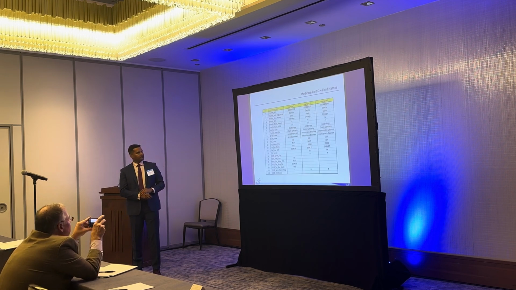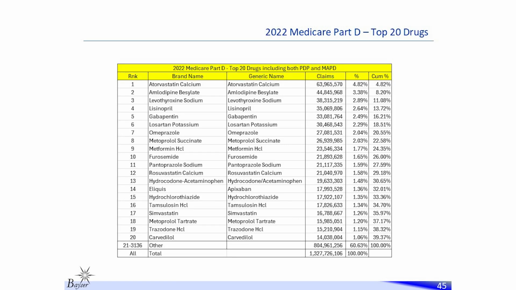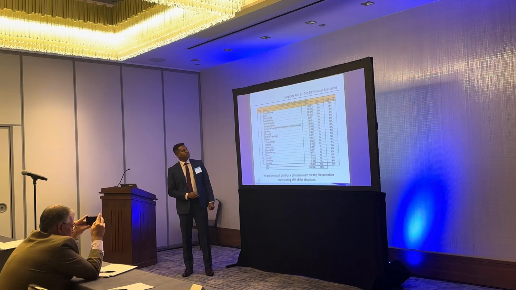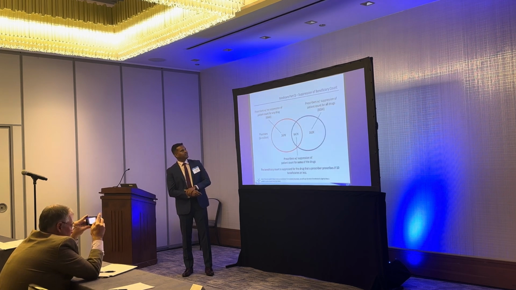Here's a list of the field names, and you can see the drug name. They don't have NDC, but just the drug names, the claims, and the number of fills they supply. These are the list of drugs, the top 20. This is physician specialty. I'll skip this part since we have just 5 minutes.